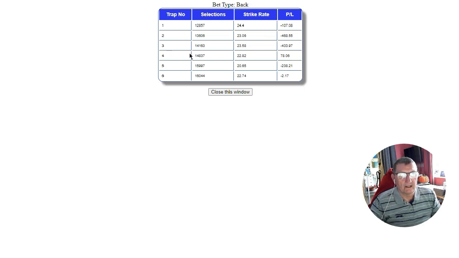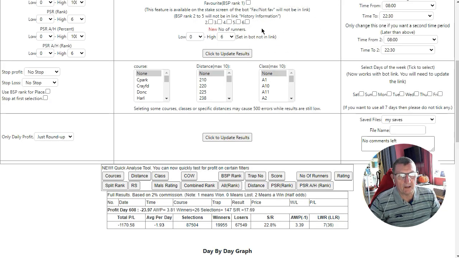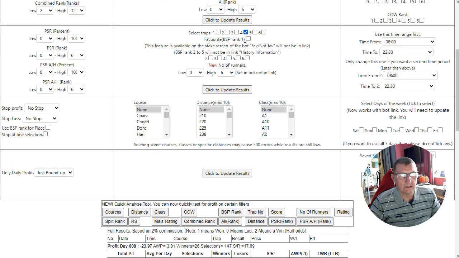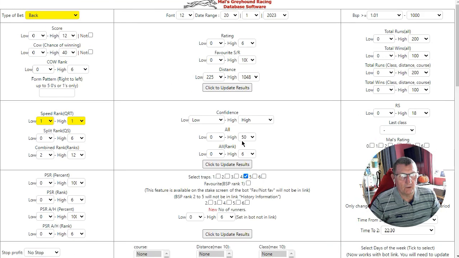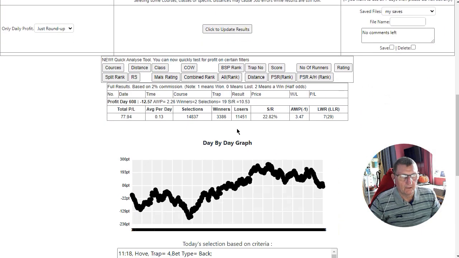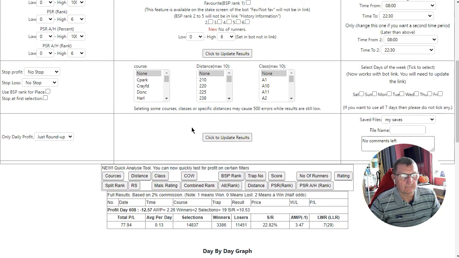So trap 4 is actually showing a profit. There's 14,000 selections that were trap 4 and a 22% strike rate. So the strike rate is not brilliant, but it is showing a profit. So it kind of gives us something to work with. So we're going to use trap 4 and stick that down there and see what that brings us. If we come down, we can see that we've got 77 points profit, 22.82, which is kind of what we saw, and an average per day of 13% of our stake.